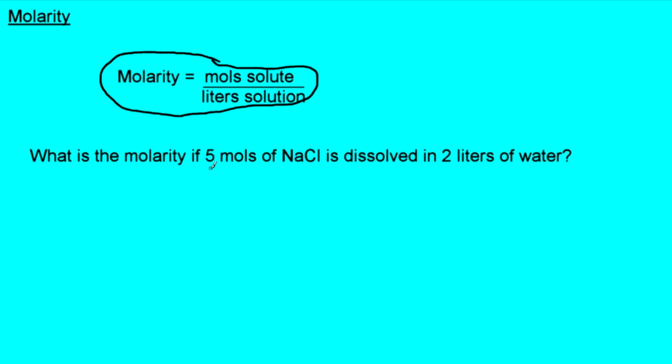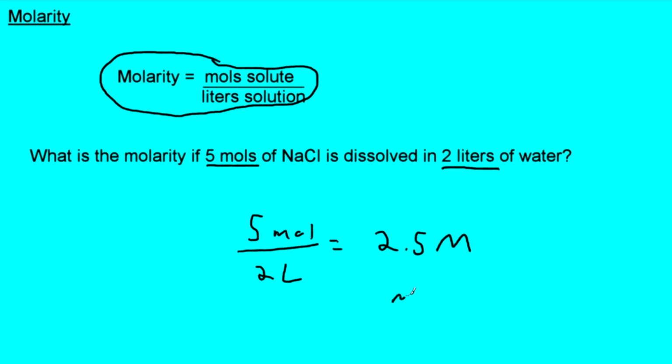Pretty simple calculation. We'll put the 5 moles of sodium chloride on top, dissolved in 2 liters. 2 liters goes on the bottom. 5 divided by 2 becomes 2.5 big M. Molarity is big M. We often call it molar. We'll say we have a 2.5 molar solution, but molarity, molar, it really means the same thing. It's a pretty simple calculation.